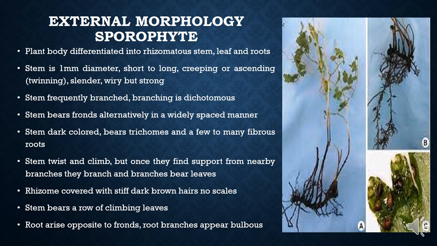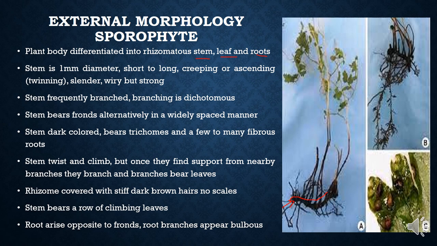Then about the external morphology, the plant body is divided into stem, leaf and root. So this is the stem, this is the creeping rhizome we see. And it can also be climbing, but whether creeping or climbing, it has a very good covering of brown colored hair throughout the entire surface, very thick hair. It provides mechanical protection. Despite having hair, the rhizome does not have any scales.